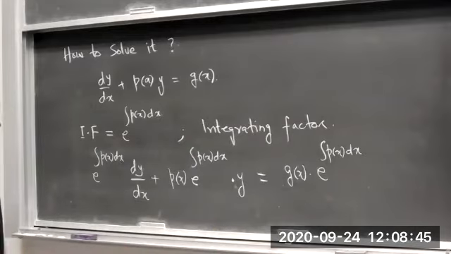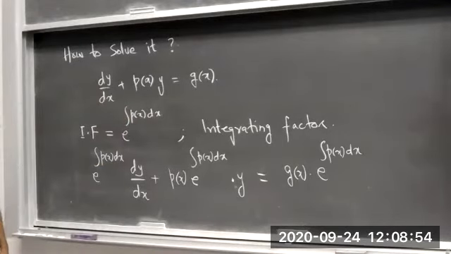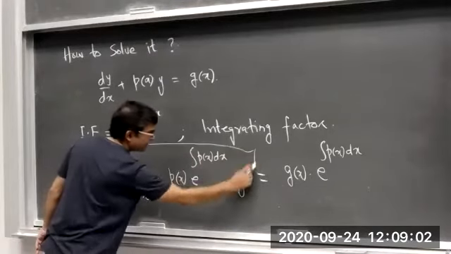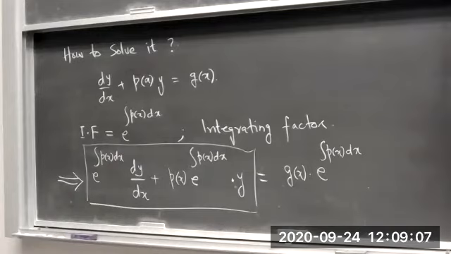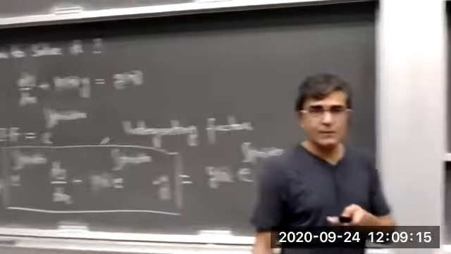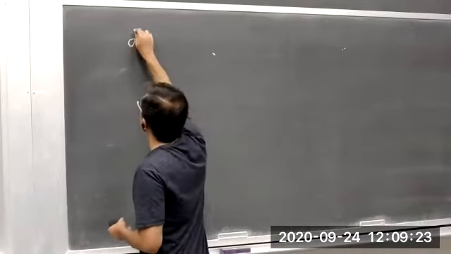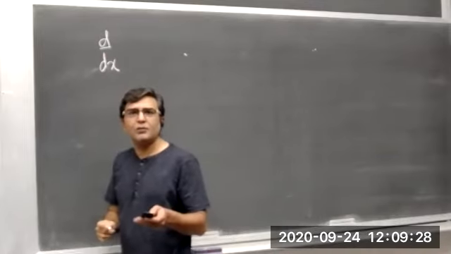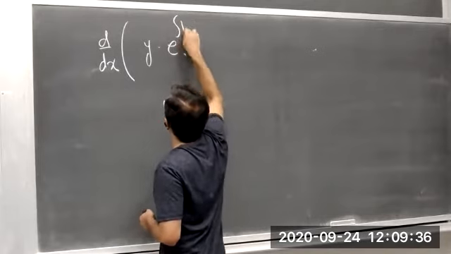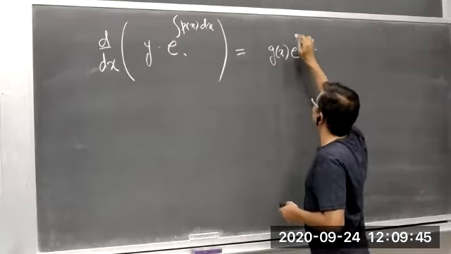Now, why did we multiply this equation with this factor? In this equation, you notice that the left-hand side has become the product rule of two functions. Let me go to the second board. You can see that the left-hand side has become d by dx of y into e raised to the power integral p of x dx, and this is equal to g of x e raised to the power integral p of x dx.